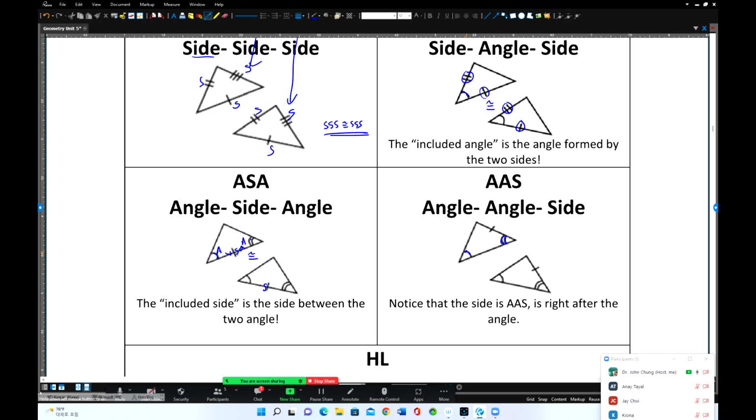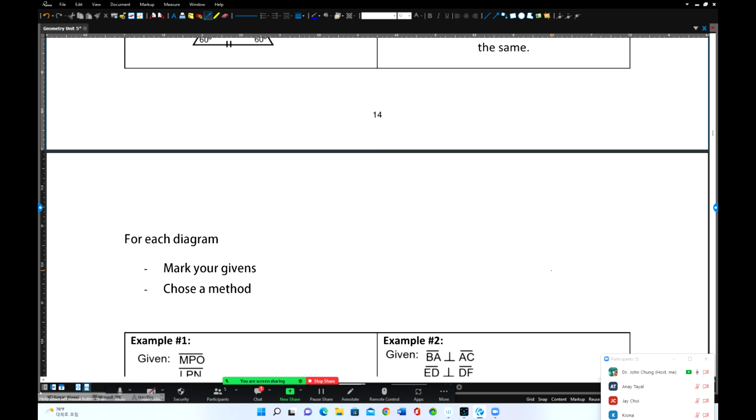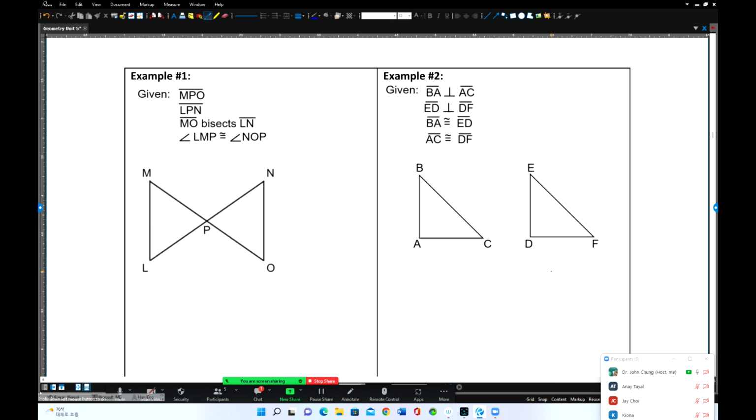Another one, angle angle side. This problem here, angle angle side. This is the angle, this is also the angle, side. They are congruent. Also, the triangles are congruent. The next is hypotenuse leg, later. Over here, after this, we'll finish.